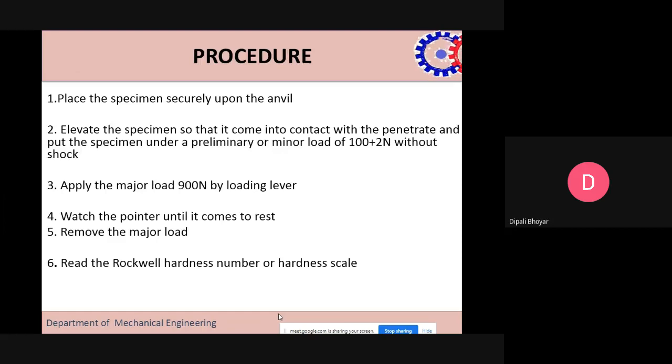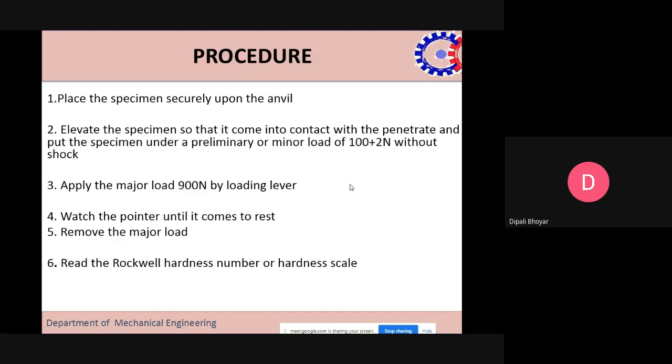What is the procedure of this experiment? First, we have to place the specimen securely upon the anvil, which is a circular specimen. Here we consider mild steel, a circular specimen on the anvil, which is a table. Then we have to elevate the specimen so that it comes into contact with the penetrator, and put the specimen under a preliminary or minor load of 100 plus 2 Newton without any shock.